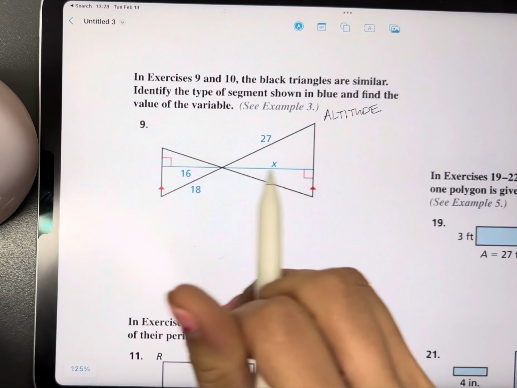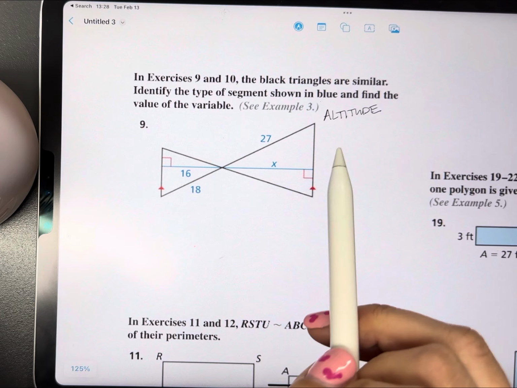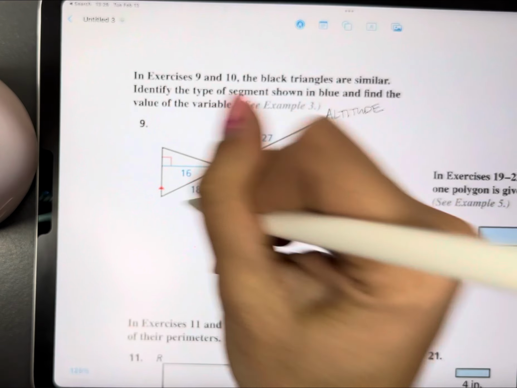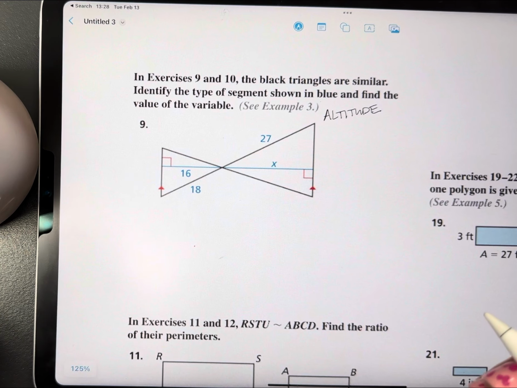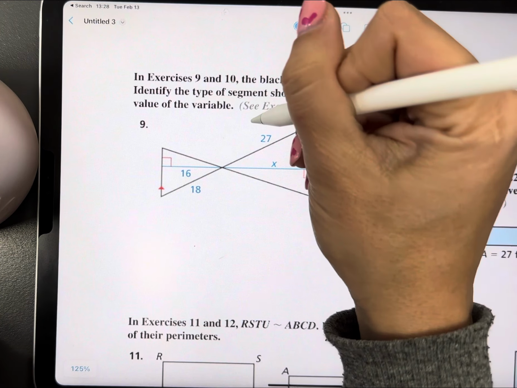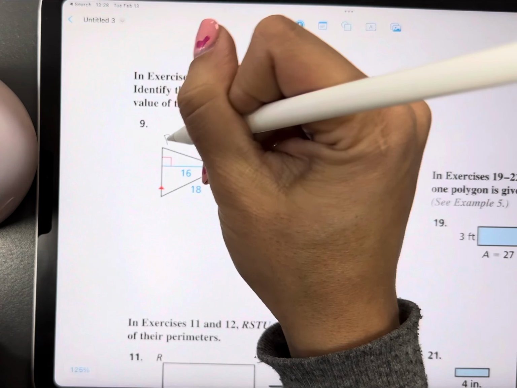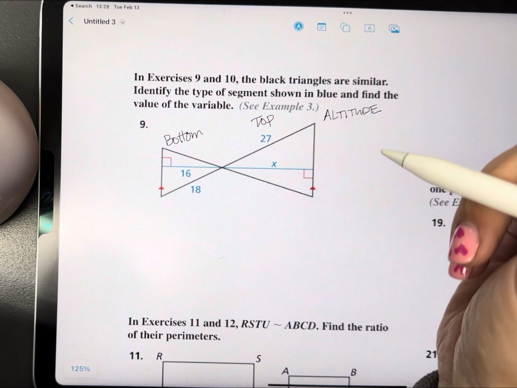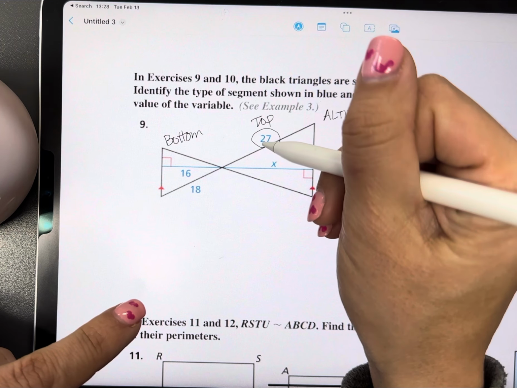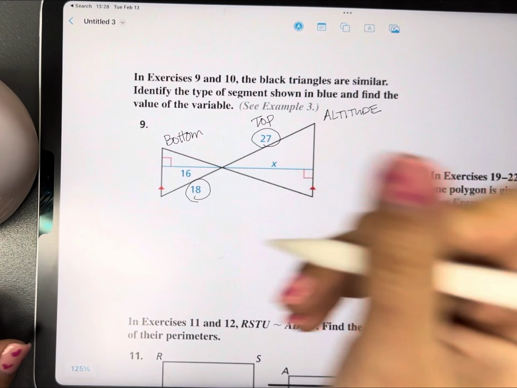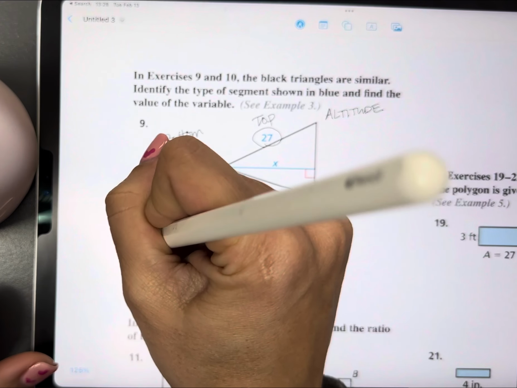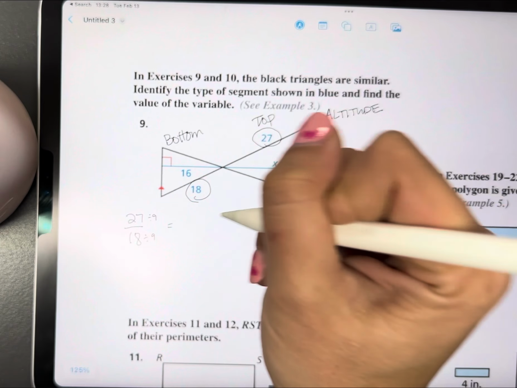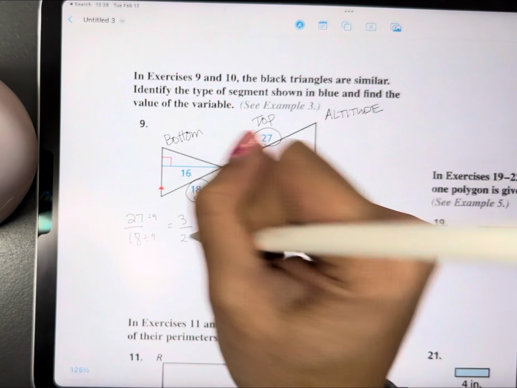And when I've got similar triangles, things like their altitudes and medians are also going to be proportional. So that means that I can set up my complete ratio. So I'm going to just choose one to be the top, one to be the bottom. I need a complete ratio. So this 27 corresponds to that 18. I'm going to reduce it by dividing top and bottom by 9. And that is 3 over 2.